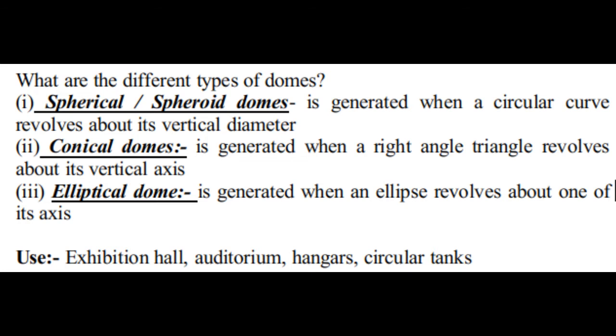Conical dome: it is generated when a right angle triangle revolves about its vertical axis, that is, the perpendicular. So when a right angle triangle is revolving, a conical dome is generated. And the last one is the elliptical dome. It is generated when an ellipse revolves about one of its axes. An ellipse has two axes, major axis and minor axis. About any one of its axes, if the ellipse revolves, an elliptical dome is generated. Generally, domes are used in exhibition halls, auditoriums, hangars, circular tanks, etc.